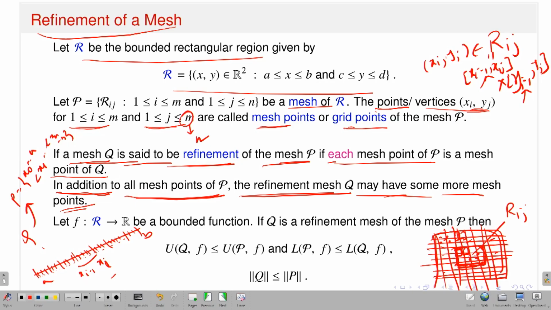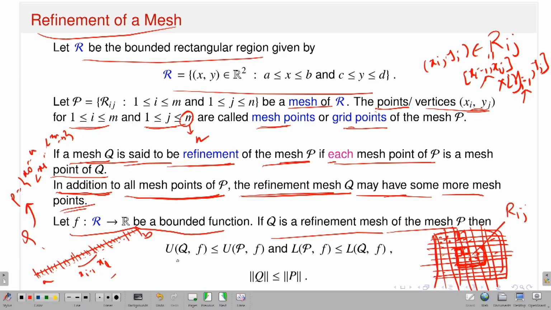This is called the finer partitions of the partition P. Okay. Once I have that one, then let f be a function which is bounded. Okay. R is a bounded rectangular region. Suppose I am starting with a bounded function. If Q is a refinement mesh of the mesh P, that means if Q is a refinement of the partition P, then what will happen?